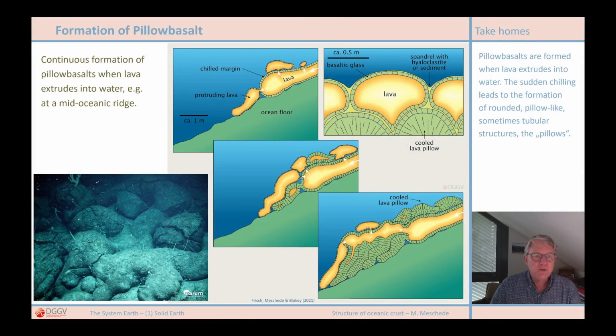This schematic representation shows how it works. The lava is pressed upwards from a dike, and the spherical shapes form in the water directly at the outflow location. When more lava pushes from below, the pillows that have just been created burst open and the lava flows out again, creating more pillows. This continues until the supply of molten lava ceases, and the result are these rounded formations, the pillow lavas.